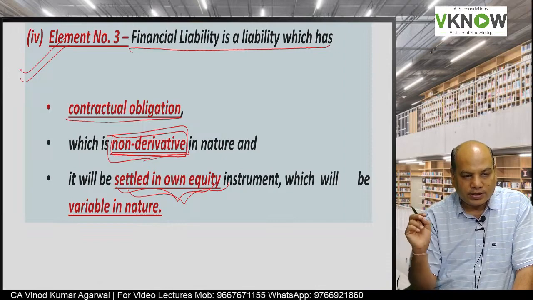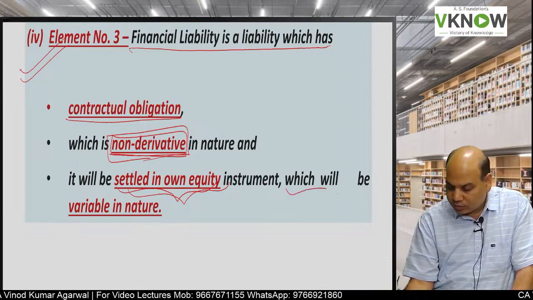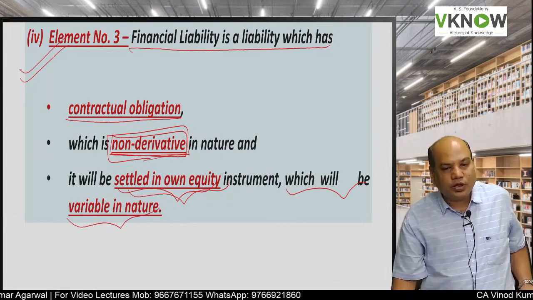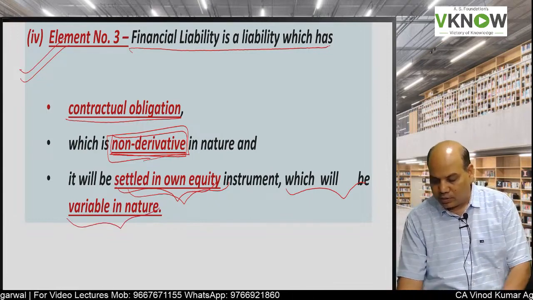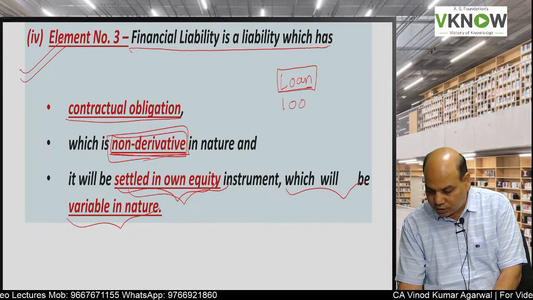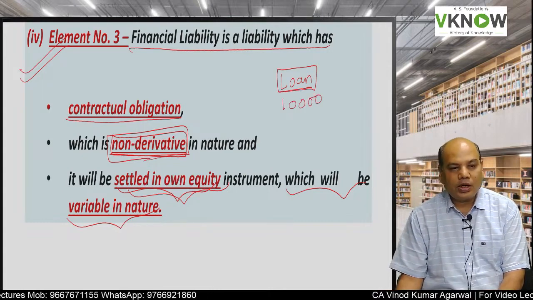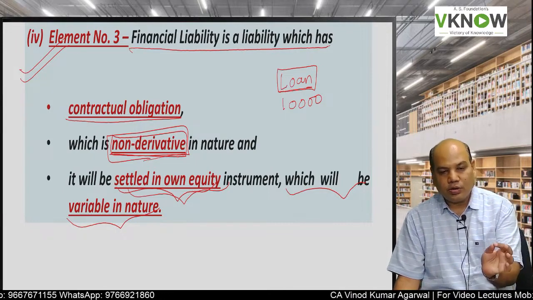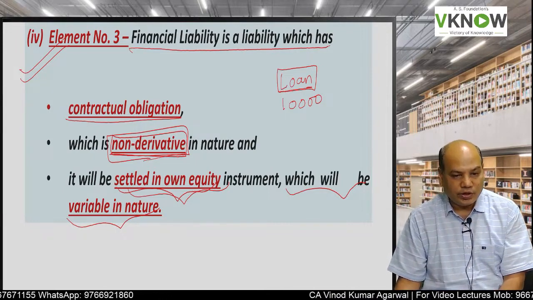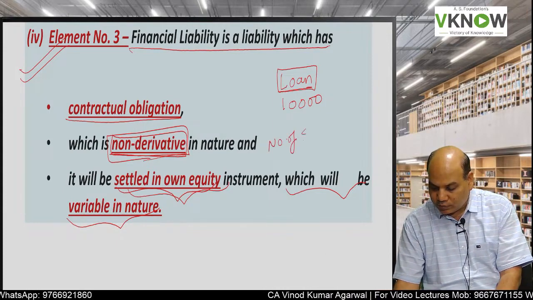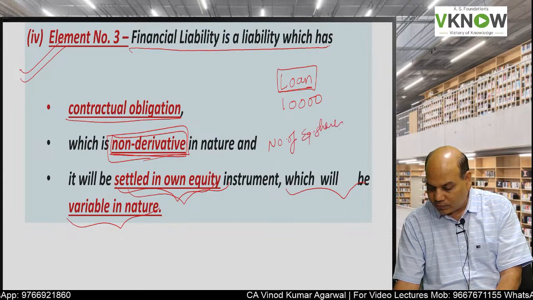Non-derivative contract settled in own equity instrument which will be variable in nature. That means the number of equity shares to be issued will be variable. For example, I have to pay a loan of 10,000 rupees and I will settle the loan based on the market price of the equity share. The number of equity shares to be issued will depend on the market price of the share.